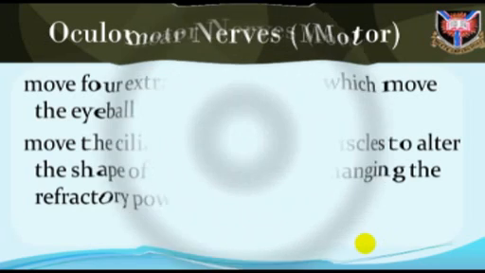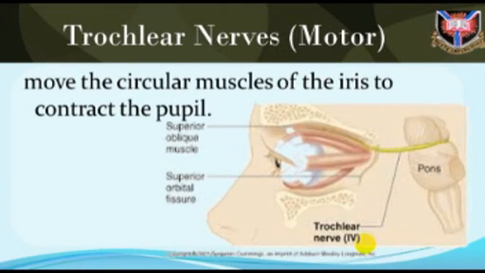Trochlear nerves. They arise from the nerve cells near the cerebral aqueduct to supply the superior oblique muscles of the eye.